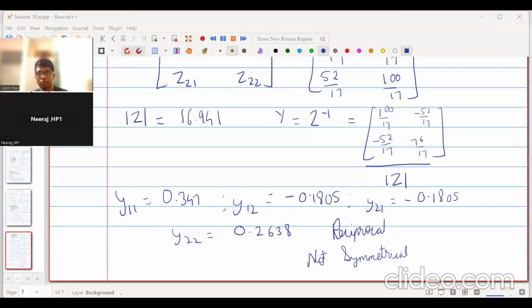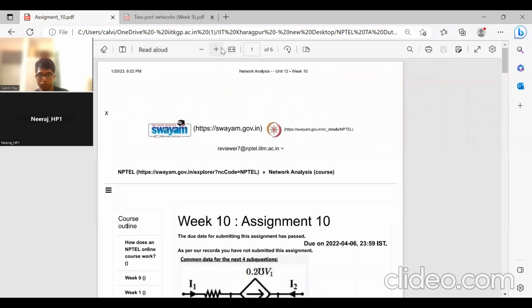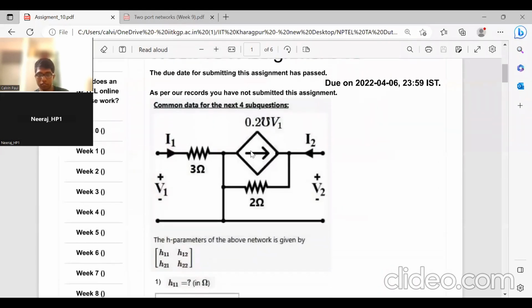So I'll just do a brief recap. This was the first sum. We applied KVL over here: V1 is equal to 3I1. We applied KCL over here. The current over here is V2 upon 2, because the potential at this point is plus V2 and the potential at this point is at ground. The potential between this node and this node is V2, so the current is equal to V2 upon 2. The current is flowing out. So V2 upon 2 is equal to 0.2 V1 plus I2.